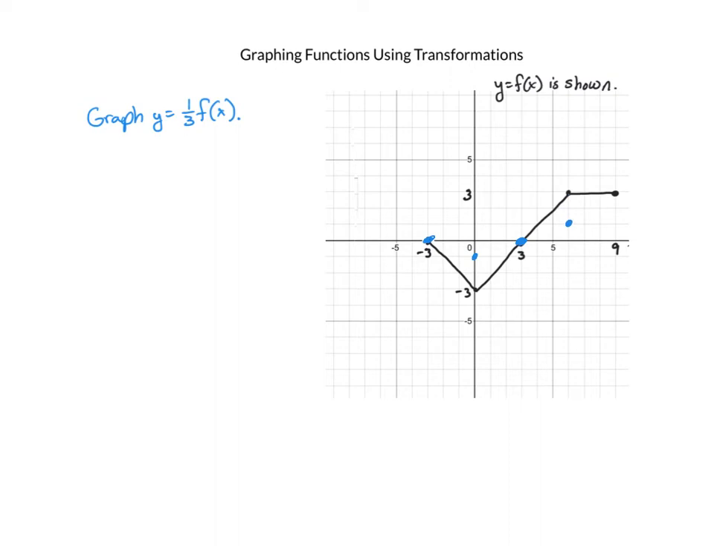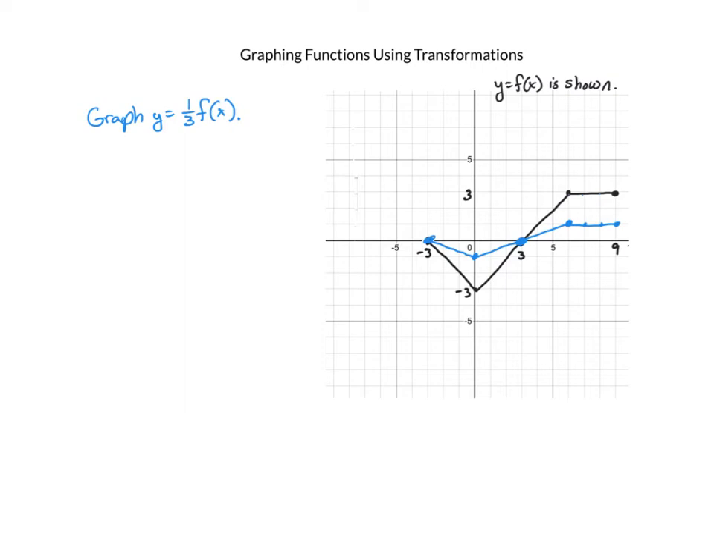And I'm just going to mark some of my key points. This point was at 9,3. It's now at 9,1. And notice all of my points are 1/3 as high as they were previously. And so my graph would look like this. Notice only the y values have changed. The domain is still exactly the same.